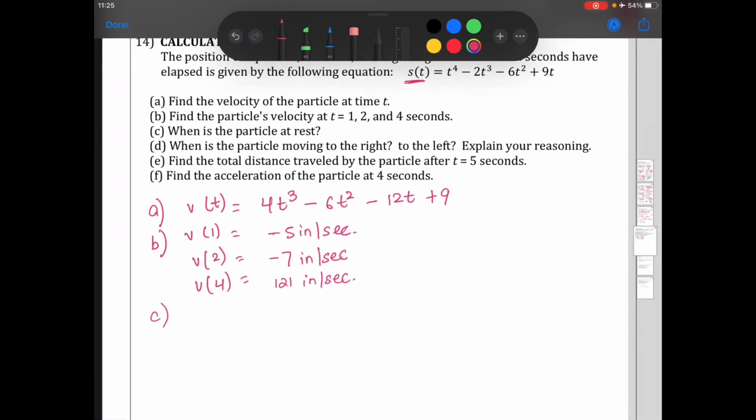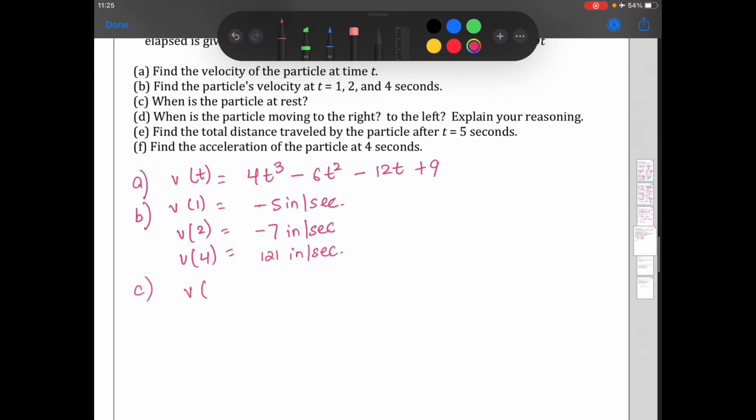Part C, when is the particle at rest? A particle is at rest when your velocity is equal to 0. So I'm going to take my equation and set it equal to 0.